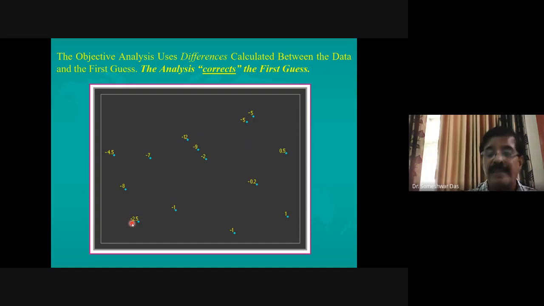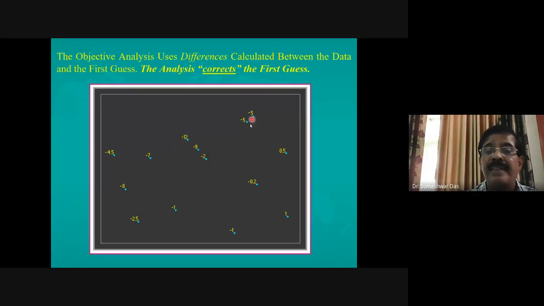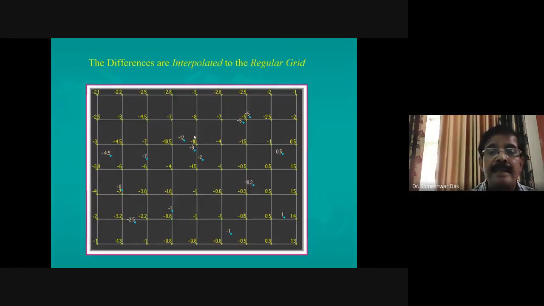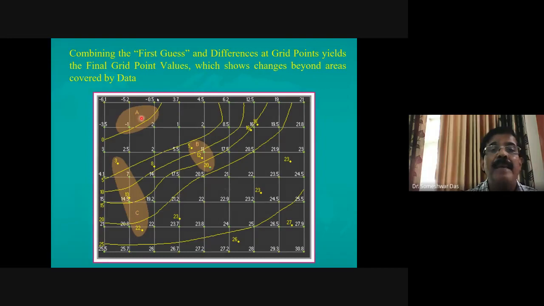Okay, so these errors have to be corrected and interpolated back to the grid point. The differences are interpolated to the grid point. So whatever the differences were, that you saw in the previous slide, which are at the observed location, these have to be interpolated back to the grid points here. And all the points you interpolate to the observed error or the first guess error. Then combining the first guess and the differences at grid point into the final grid point value, which shows the changes beyond the area covered by data.